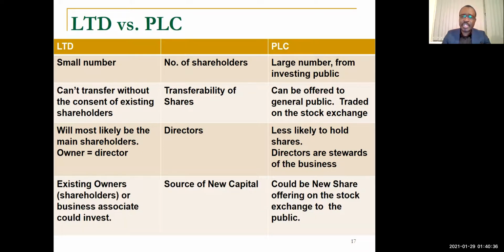In terms of the number of directors, you will see the PLCs, they are normally less likely to hold shares, these directors, but directors are also seen as stewards. But things have changed recently, where directors are put on share-based schemes to ensure they also try to behave like shareholders and work in the interest of the company. But for LTDs, they will most likely be the main shareholder, so the owner becomes a director. Source of funding, like I said, PLCs can raise it on the stock market, whereas the LTD existing shareholders will have to invest or call for investment angels to come and help support their work.